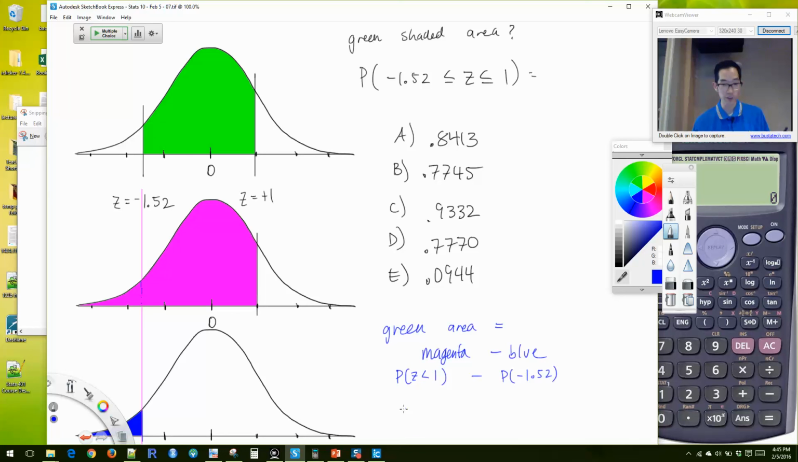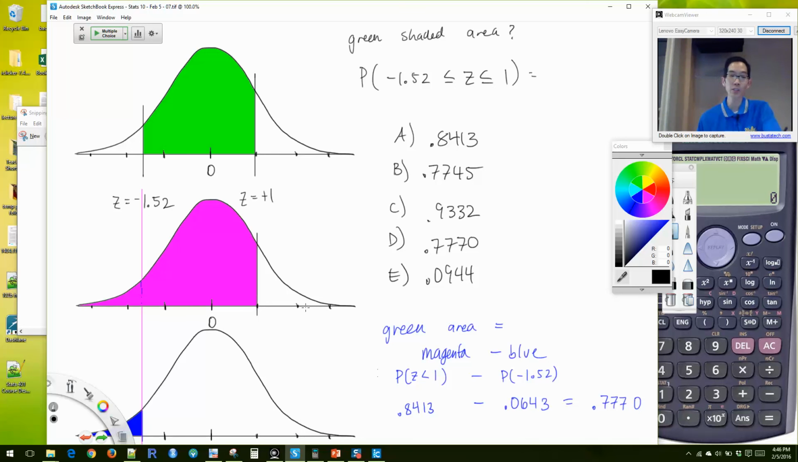So the area to the left of plus 1 is 0.8413. The area to the left of negative 1.52 is 0.0643. And that gives me 0.7770 in between. And can we see that to get the area in between here and here, we just do this little operation.